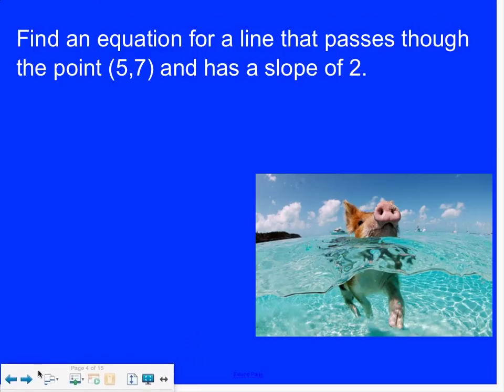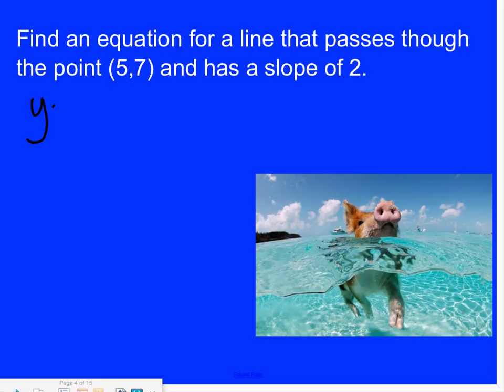So the first one here, it says find an equation for a line that passes through the point (5, 7) and has a slope of 2. So for this one, we're going to use our y = mx + b formula, where m is your slope and b is your y-intercept. Since we know the slope is 2 and our point is (5, 7), we're going to plug those into the formula. So we're doing substitution.